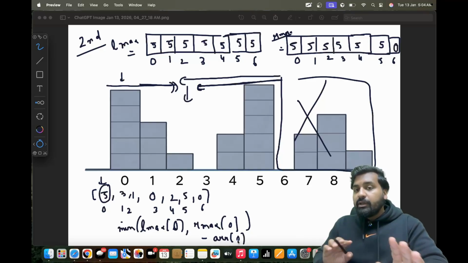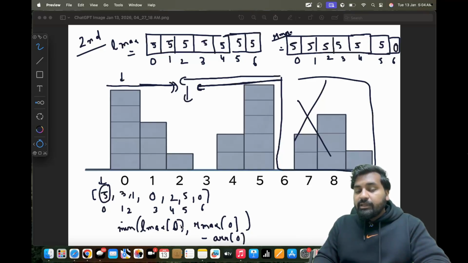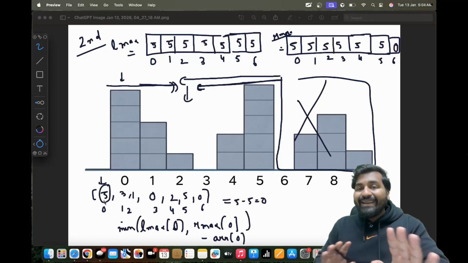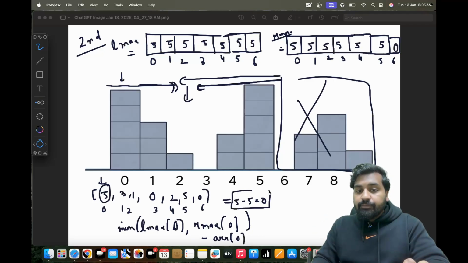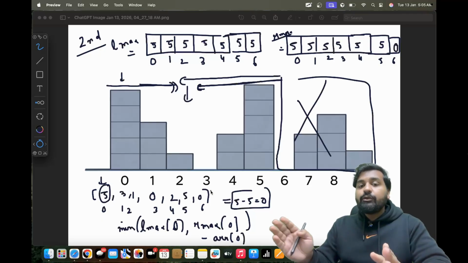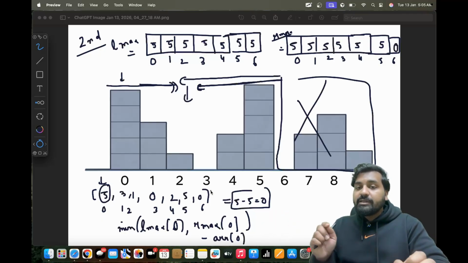We just have to take a loop. So the minimum of those two is going to be 5 and 5, it is going to be 5 only, and minus array of 0, which is 5. So that means the first element is not going to give you any water blocks, right? So this is going to be 0 for the first element. Then comes 3, then 1, then 0, then 2, then 5, then 0. This is going to be one by one, and we are going to keep adding the values into a variable, and that will be the total count of water blocks that are stored.